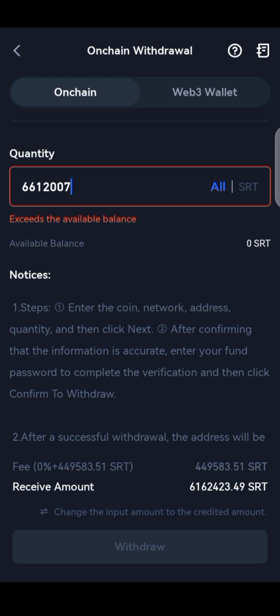And what we need to do now is check down. You are going to see the amount of coin you will receive in the other exchange. You will receive 6,162,423. So let's go to another exchange and see if we are going to make profits.